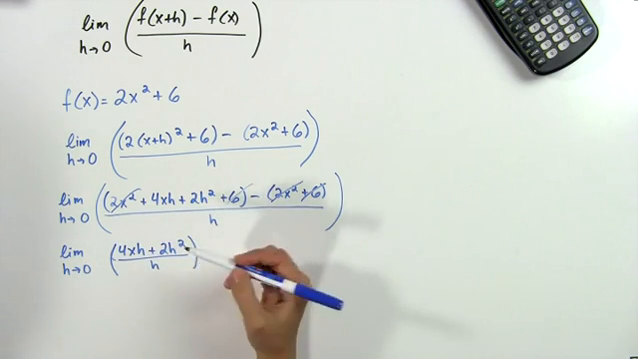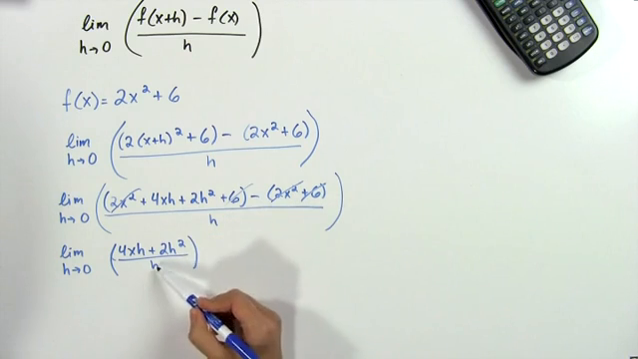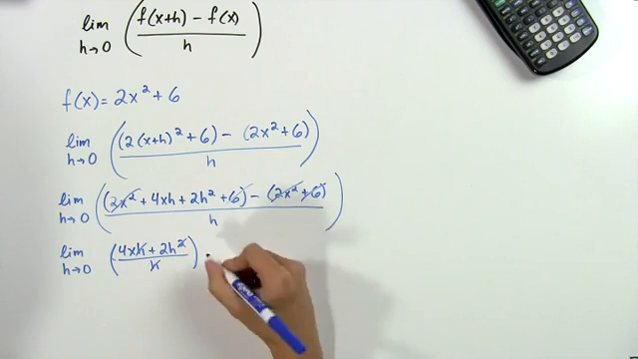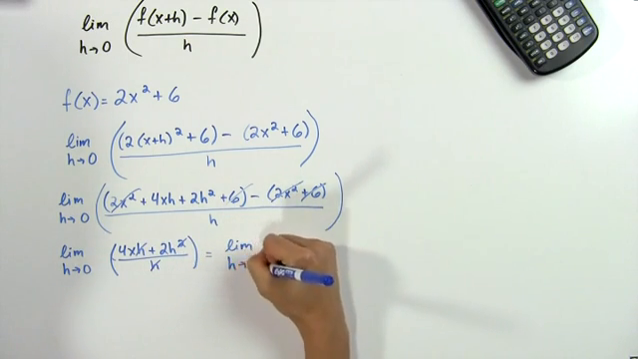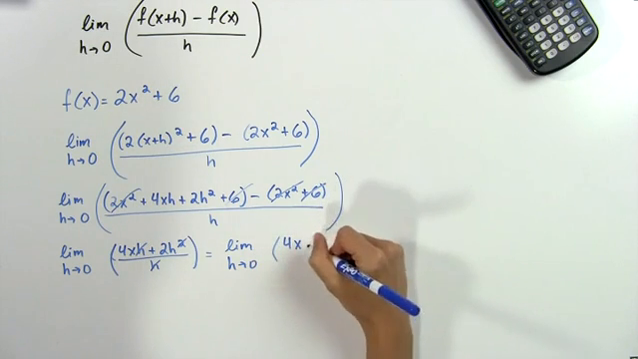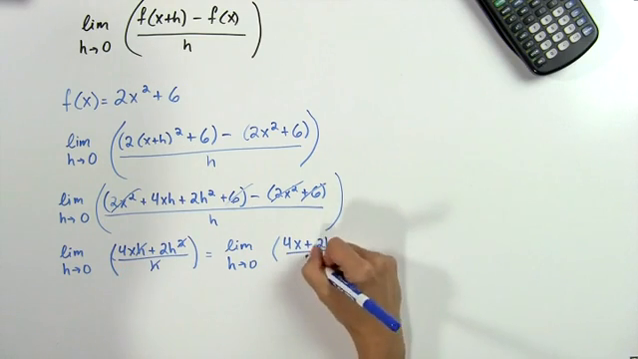Our last step is to go ahead and factor one of these h's out of the numerator, and then it'll cancel with the bottom. So we'll get rid of those and the squared there, and we have the limit as h tends to 0 of 4x plus 2h divided by 1.